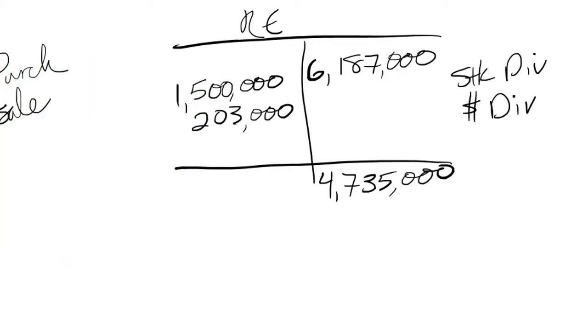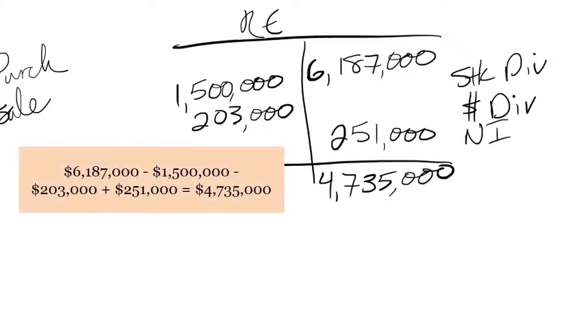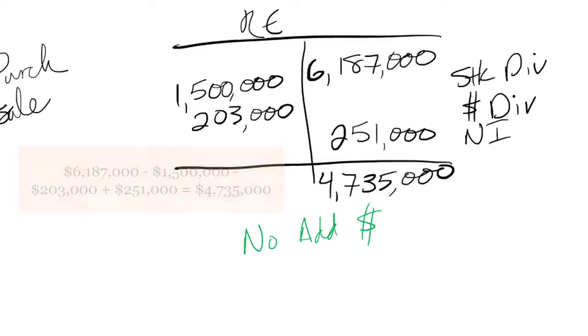The last thing that happens to retained earnings happens every period, and hopefully you got it. We need to credit it by $251,000 because that's net income. If I add those up, we get to this $473. So there's no additional cash.